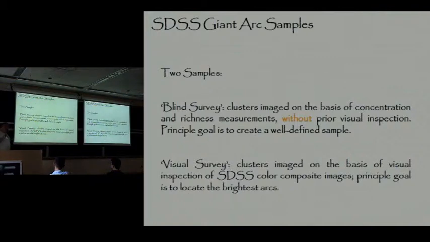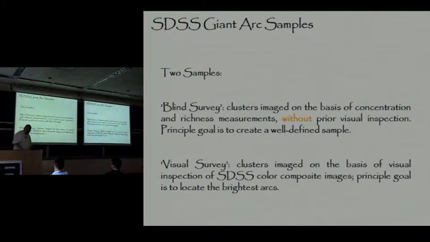And from this, we can also define two giant arc samples. One is our so-called blind sample, where we're basically constructing a cluster catalog purely on the basis of observable measures of the clusters in the Sloan catalog, so principally richness and N-gals, something like that, and just re-imaging those blind. The principal goal there is to create a well-defined sample of lenses.